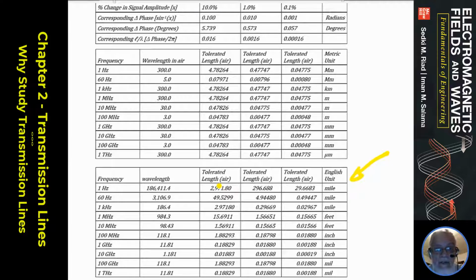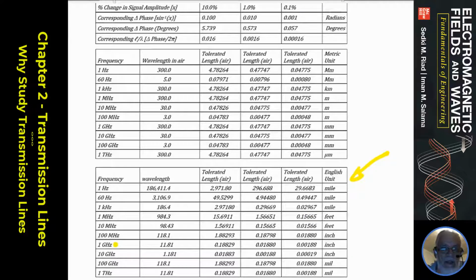Now if I go up in frequency, let's go to 1 megahertz. At 1 megahertz, the size of the wavelength is about 1,000 feet, 984 feet in particular. That means for 10% error, I can tolerate circuit sizes up to 15 feet, which is quite a distance still. A wire of 15 feet will give me 10% error. A wire of 1.5 feet will give me 1% error. A wire of 0.15 feet, which is about a couple of inches, will give me 0.1% error.